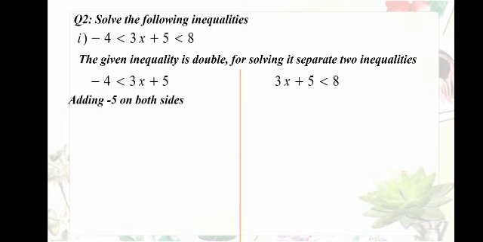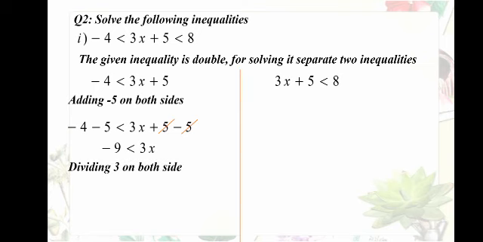Now, first of all, here plus 5 is adding. When it moves to the other side, it will be subtracted. So adding minus 5 on both sides, the equation will become minus 4 minus 5 less than 3x plus 5 minus 5. 5 and 5 will be cancelled. So the remaining term will be minus 4 minus 5, which is minus 9, less than 3x. Then dividing by 3 on both sides, you will get minus 9 by 3 less than x. 3 into 3 is 9. So the equation will become minus 3 less than x.